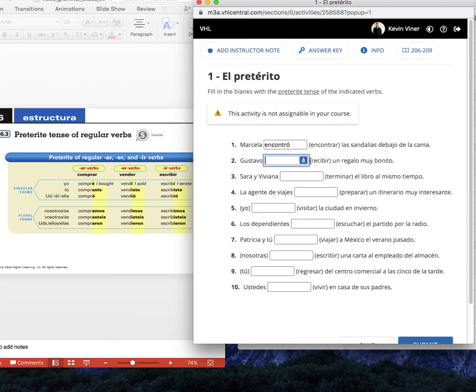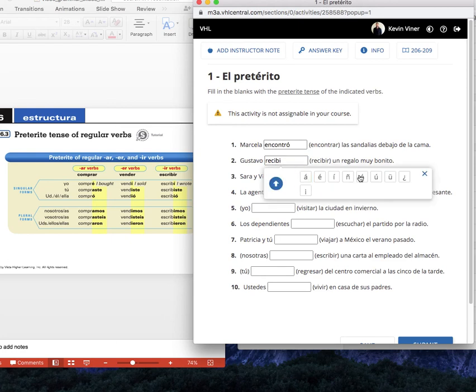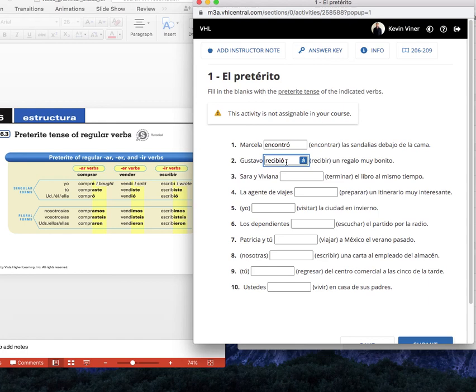Número dos. Gustavo, the verb is recibir, so this is an IR verb. Un regalo muy bonito. Pause. And we're back, so this is like saying él, right? Gustavo, él recibió. So similar to the other one, except for there's an I. Recibió, accent, right? This is like here in this column. And like in the PowerPoint, vendió y escribió. But here it's recibió. So he received a gift.